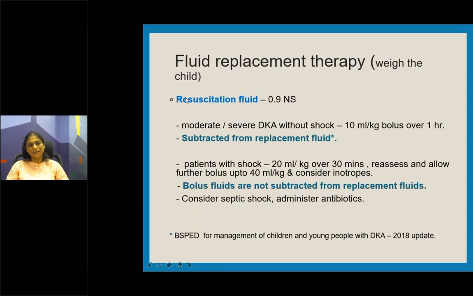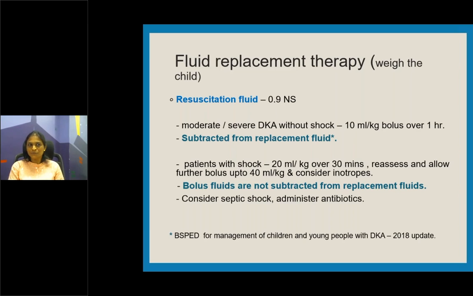So, coming to fluid therapy. First we'll see how we are going to go about the resuscitation fluid. We have to weigh the child if the child is able to walk. Most of the time children come walking to the emergency room. Weigh the child and take the present weight. If the child is really obtunded, take the most recent weight and then calculate fluid.